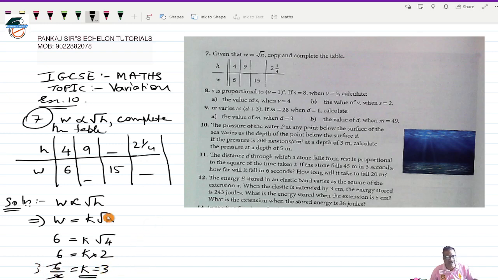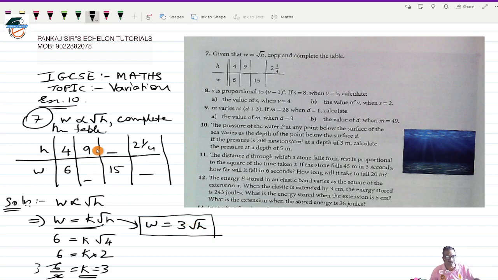Now this gives me a relationship. Here I am going to substitute the value of K in this equation. W is equal to 3 times root of H. This particular equation gives us a relationship of W and H in terms of K, whose value we have found out, it is 3. Now for various values of H you can find out corresponding W values, and for various values of W you can find out corresponding H values.